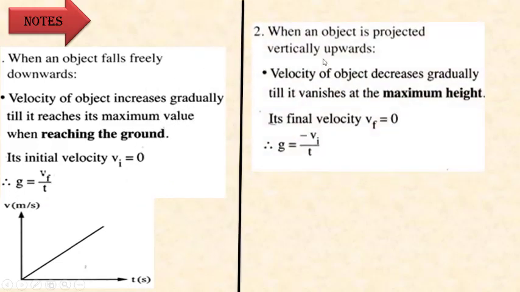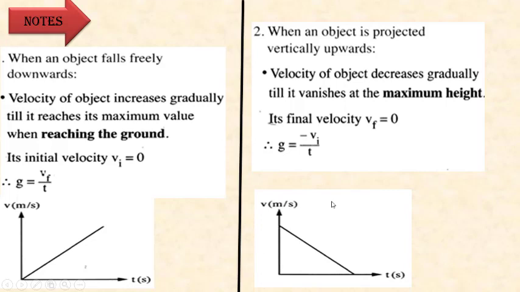While when an object is projected vertically upward, the velocity decreases gradually, so vf at maximum height will be 0. Then g equals negative vi over t, the negative sign as it is against the gravity. So this is the relation that explains the object projected vertically upward.